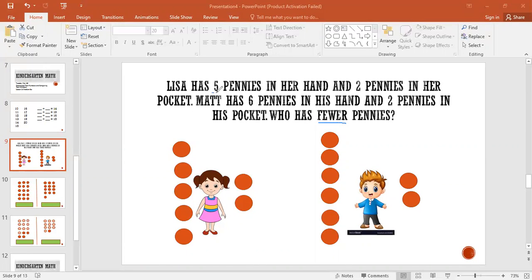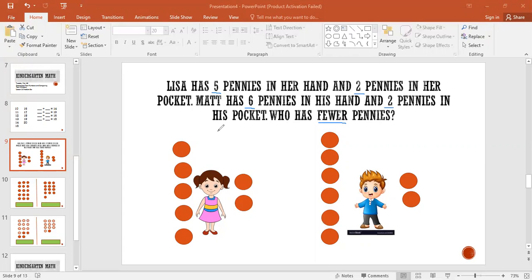I'm going to underline my numbers. 5 pennies in her hand and 2 pennies in her pocket. Matt has 6 pennies in his hand and 2 pennies in his pocket. Okay, how are we going to start this problem? How can we go about solving this?